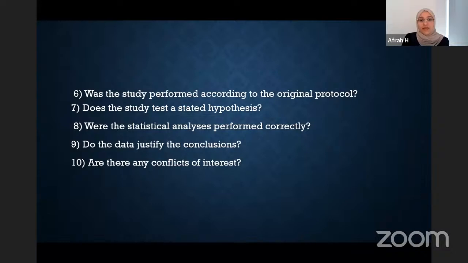Was the study performed according to the original protocol? Does the study test a stated hypothesis? Were the statistical analyses performed correctly? Do the data justify the conclusions? The last question, are there any conflicts of interest?